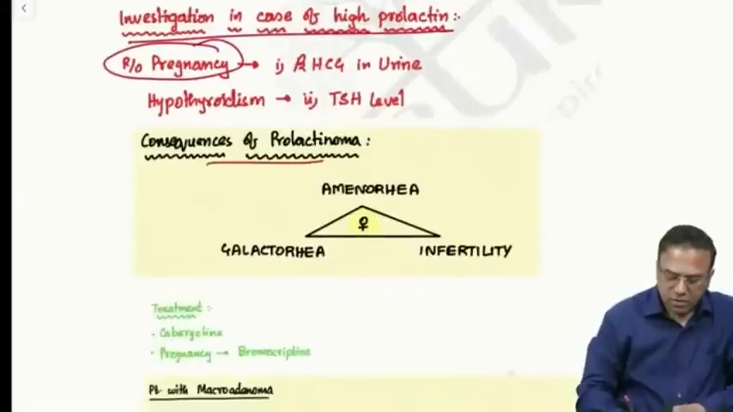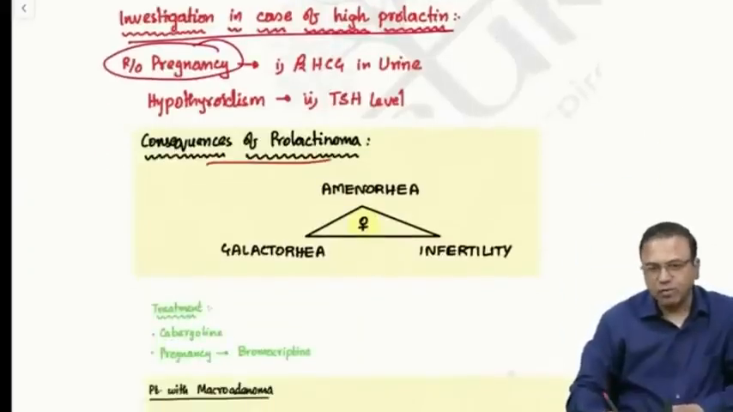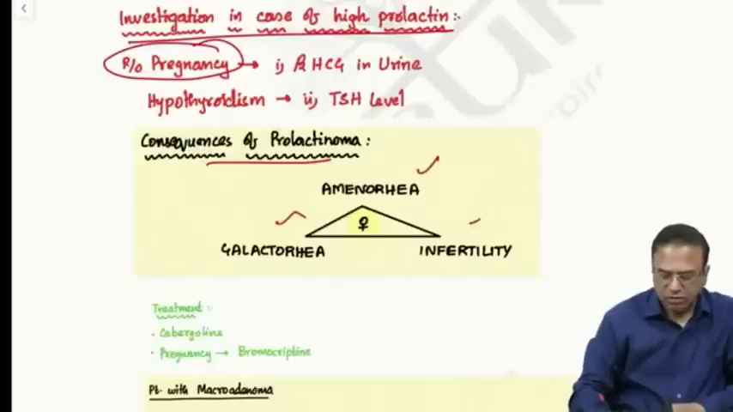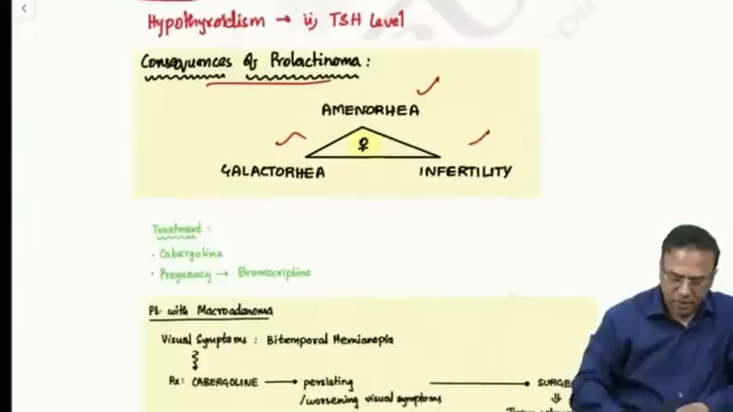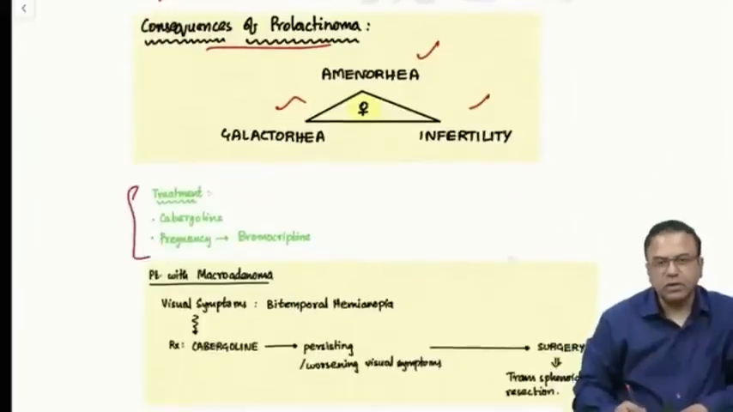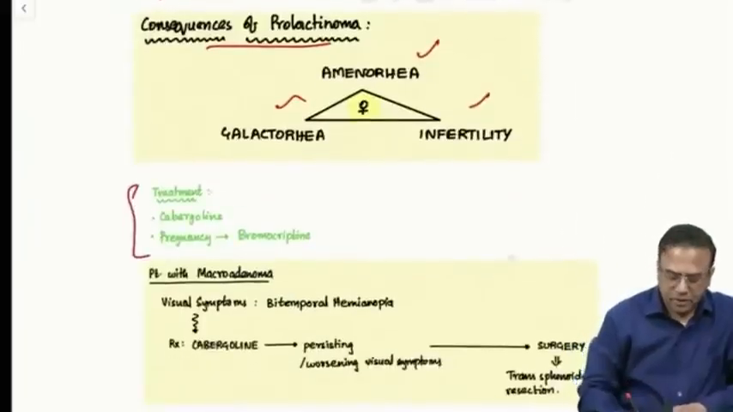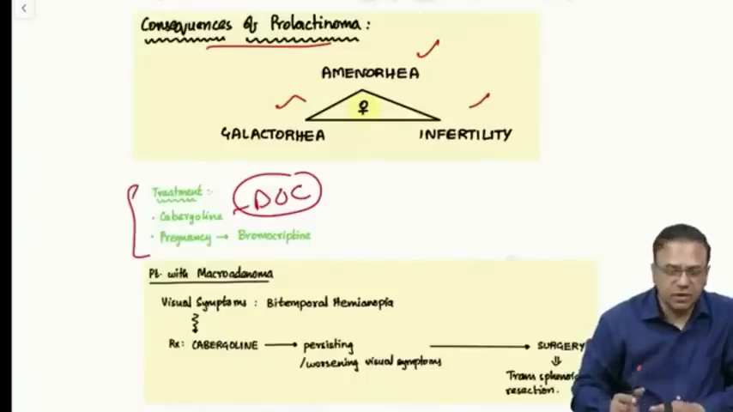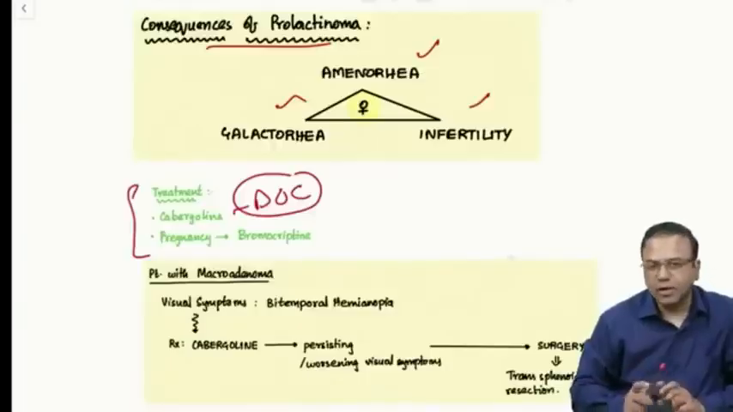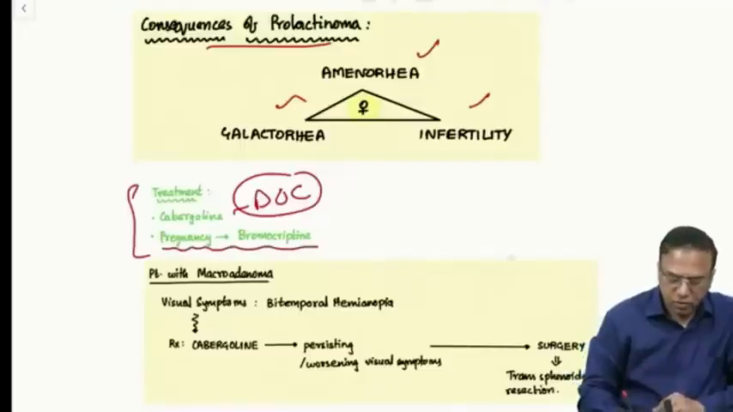The main consequences of prolactinoma are the triad: amenorrhea, galactorrhea and infertility. The treatment is cabergoline, the drug of choice. But in young females coming with infertility as a complaint, they are going to be trying to conceive. So don't give cabergoline, it's teratogenic. In pregnancy, you want to use bromocriptine.